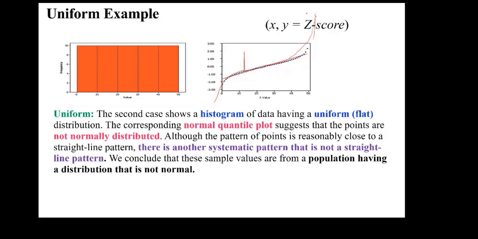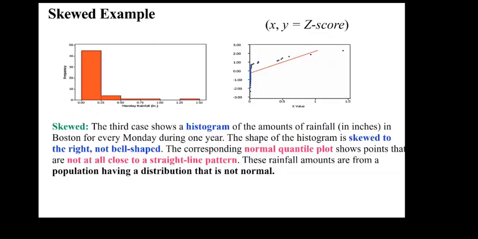We can conclude that these sample values are from a population having a distribution that is not normal. That's the idea. We are just examining various graphs. Remember, coming up with a normal plot takes a little bit of time. But if we are given that, we should recognize what's going on. As you look at the histogram, clearly it's not normal. It's not bell-shaped. And so right then and there, it's out. If you look at the normal plot, it's not linear either.